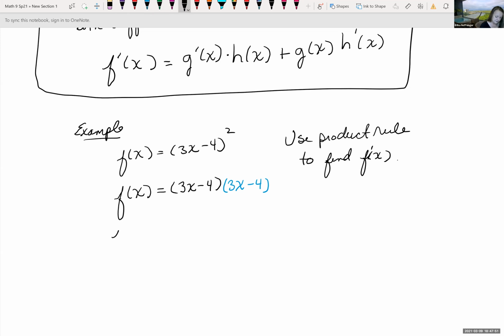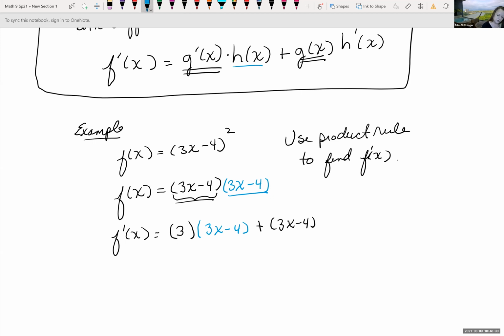So taking the derivative of our product, we look at the derivative of the first function. So derivative of 3x is 3. Derivative of our constant negative 4 is 0. So 3 times the second function, which is 3x minus 4, plus the first function, well, the first function was the 3x minus 4, times the derivative of the second. So the derivative of this 3x minus 4, well, derivative of 3x is 3. Derivative of the constant is 0. So let's just distribute and combine like terms.